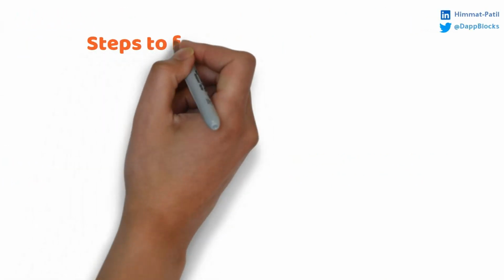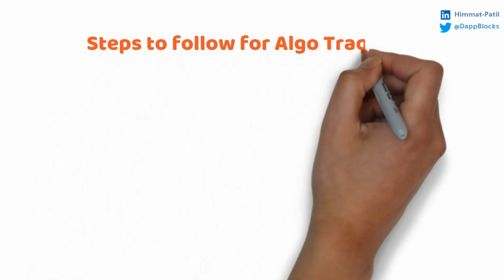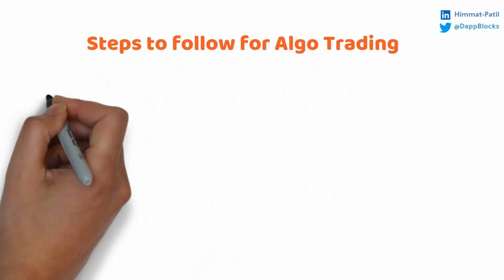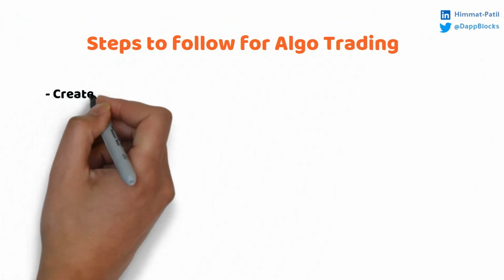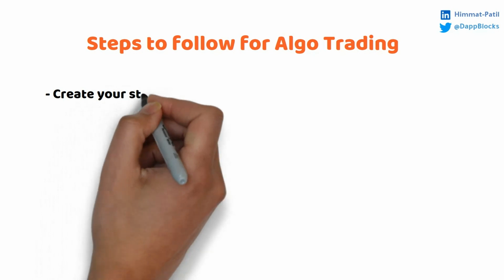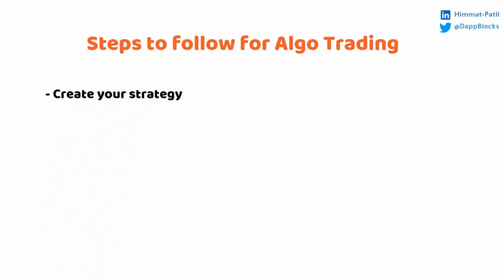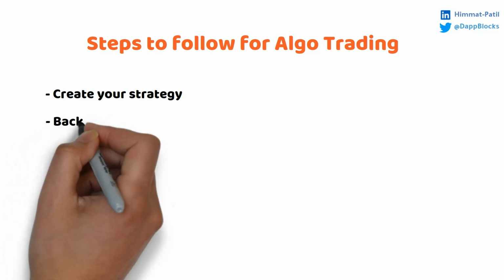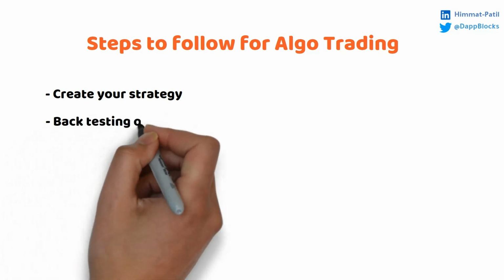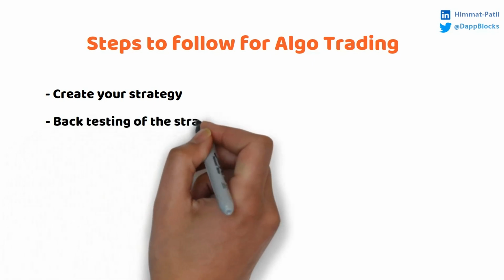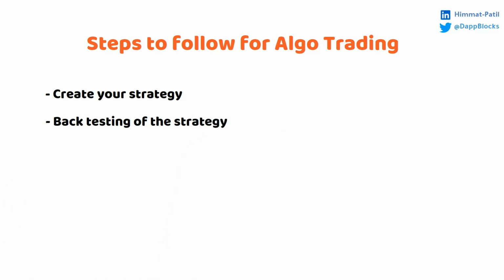Now let's see the steps to follow for algo trading. First, you need to define or decide your strategy. It can be based on some indicators, it can be an arbitrage opportunity, or it can be a time based strategy, or it can be a price action based strategy. Once you define your strategy, then do a backtesting of that strategy. Try changing parameters and choose the best win rate or best risk reward strategy.